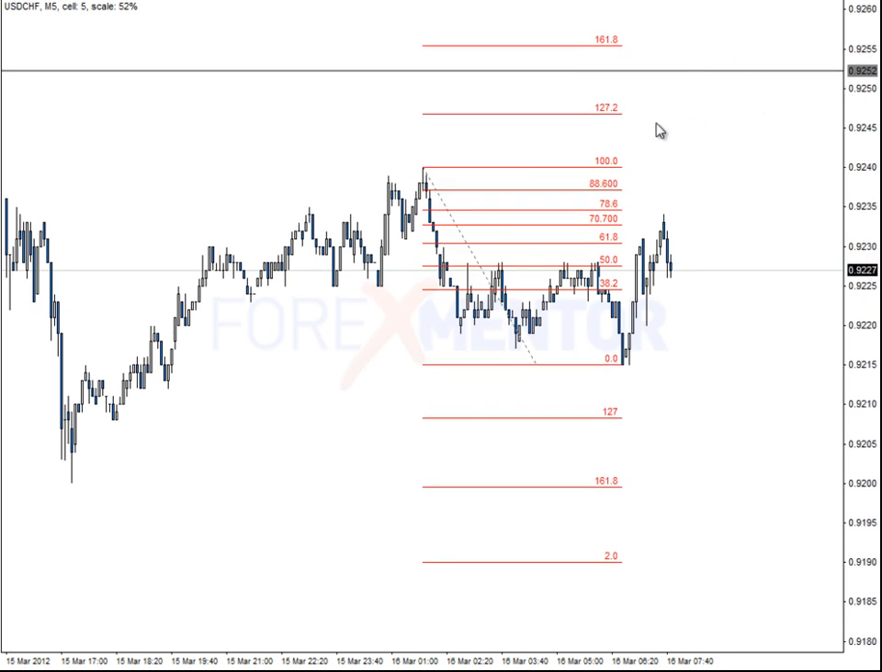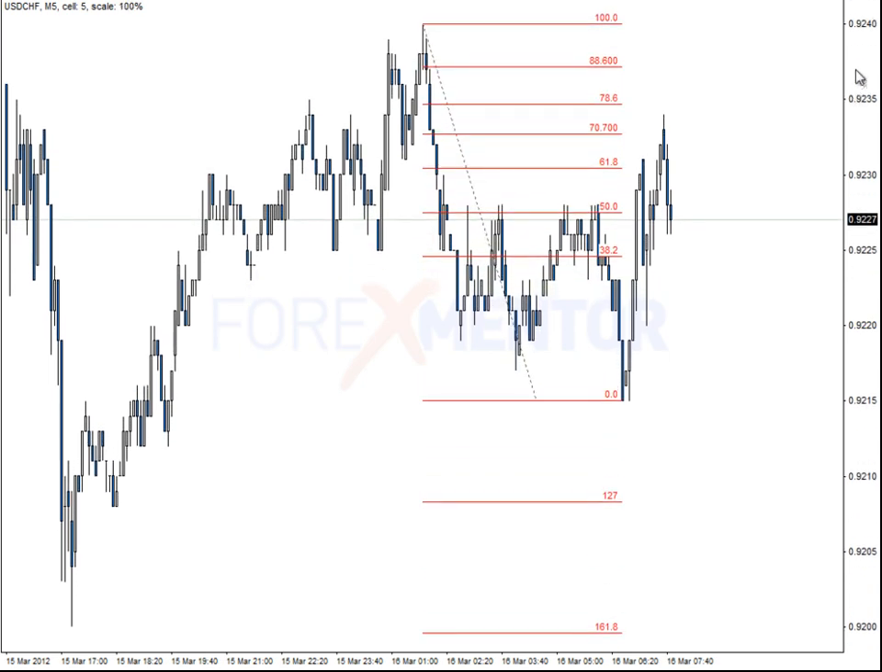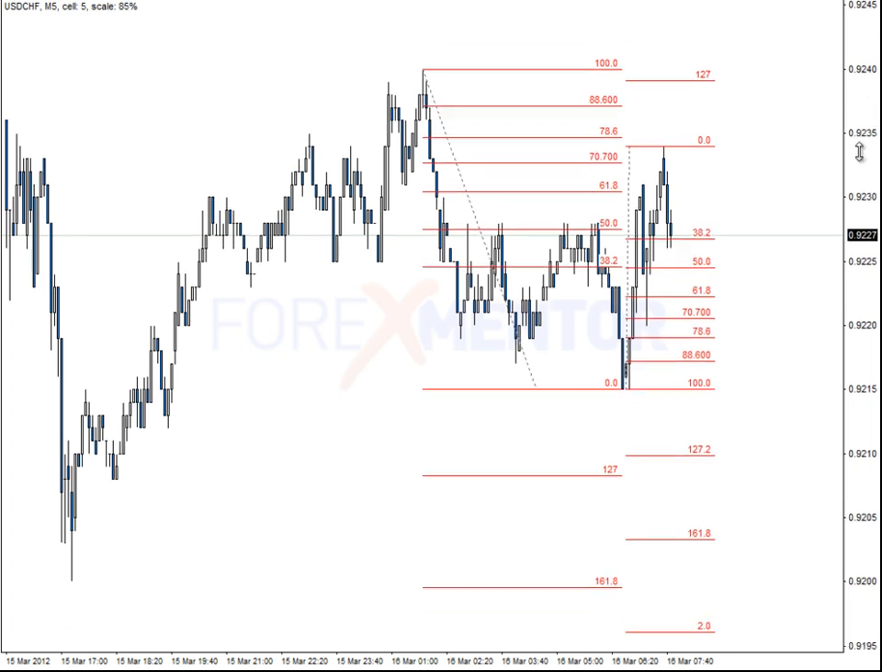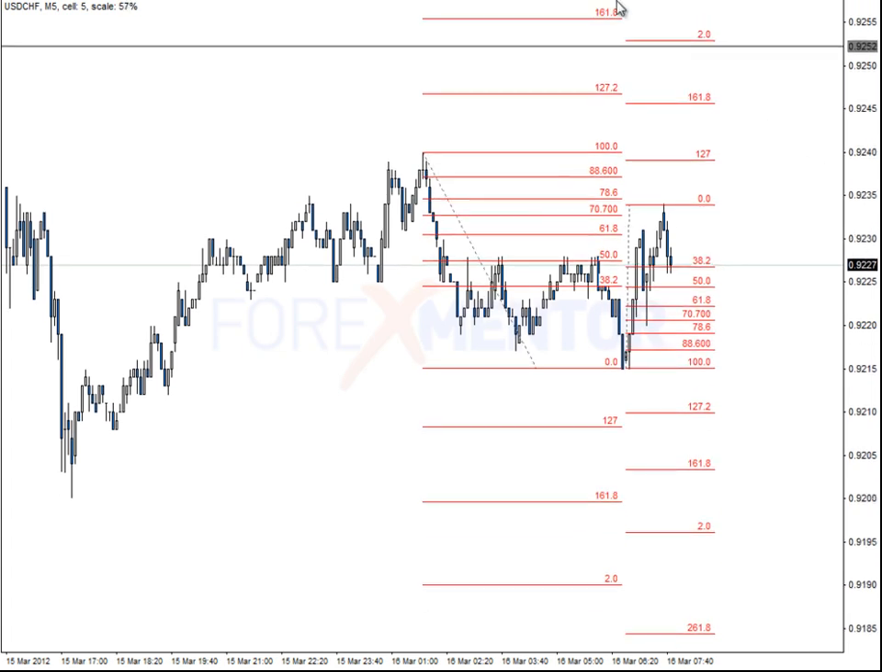Okay, so you see the 127 extension, and if we just draw our fib tool from this swing low up to this high, see our price comes back and retraces to a minimum of 38%. Okay, so if we looked at this on the butterfly pattern, we have X, A, rally up to B, now we're tracing to C, and we're looking at the completion point for D to be up at this area here.